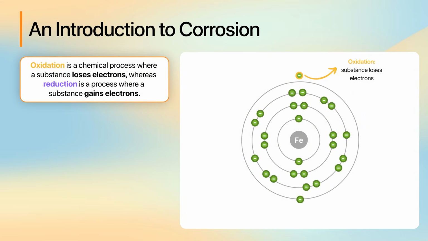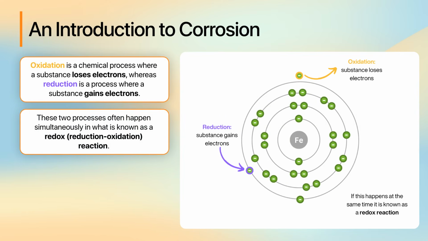To understand corrosion, we must first grasp a few basic ideas from chemistry: oxidation and reduction. Oxidation is a chemical process where a substance loses electrons, whereas reduction is a process where a substance gains electrons. These two processes often happen simultaneously in what is known as a redox, reduction-oxidation, reaction.